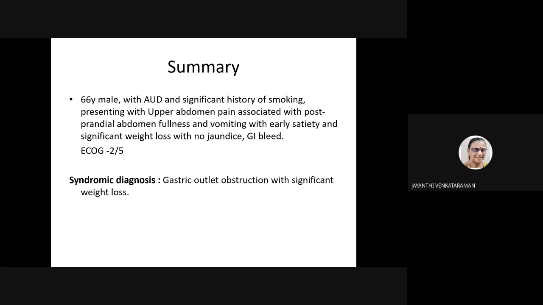And can this be a hepatocellular carcinoma presenting in this manner? Upper abdominal pain, continuous pain.